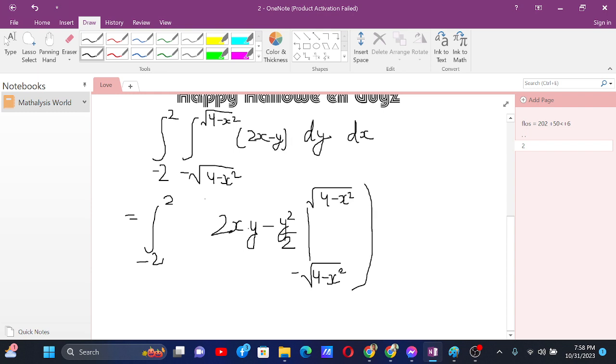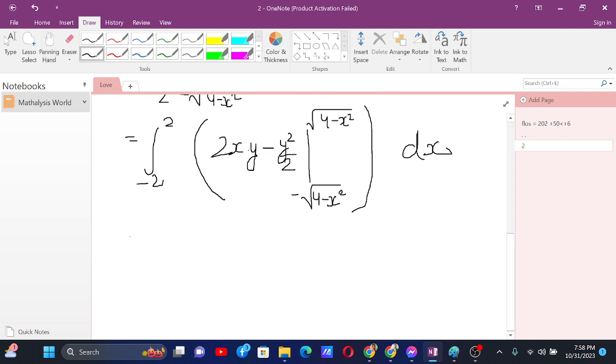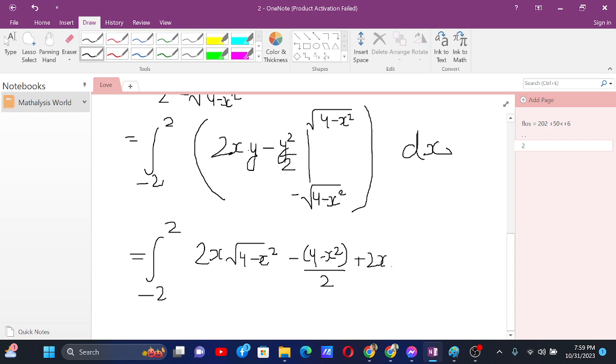After evaluating this, we again have to integrate from minus 2 to 2 with respect to x. Now first let's evaluate this at the endpoints. We will have 2x root 4 minus x square, and then minus (4 minus x square) by 2, and then plus 2x root 4 minus x square.